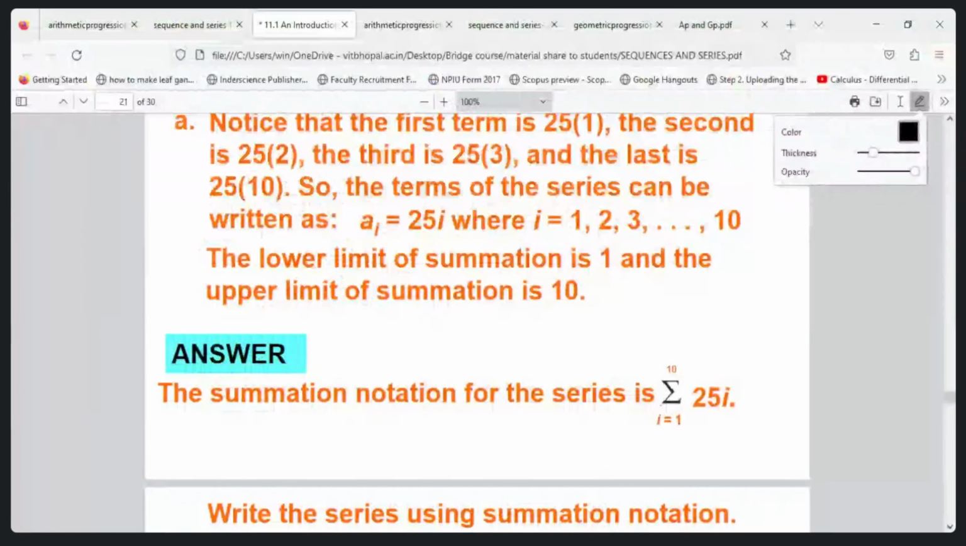Someone asked me about the Sang transformation. That is not part of the series and sequence of your bridge course. You can send me a separate question, then I will tell you.